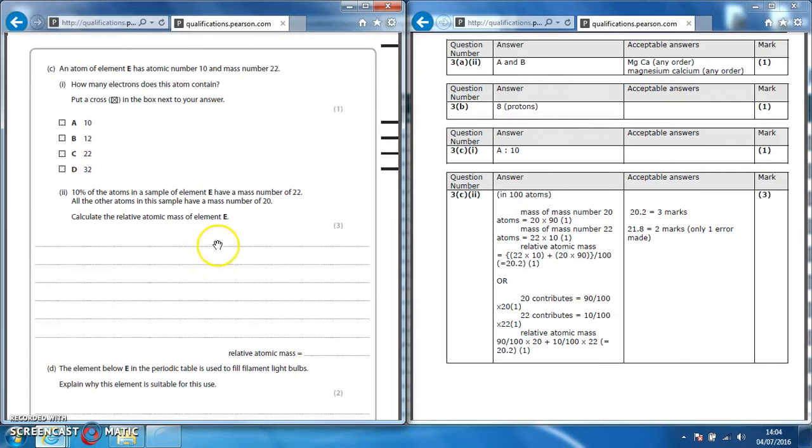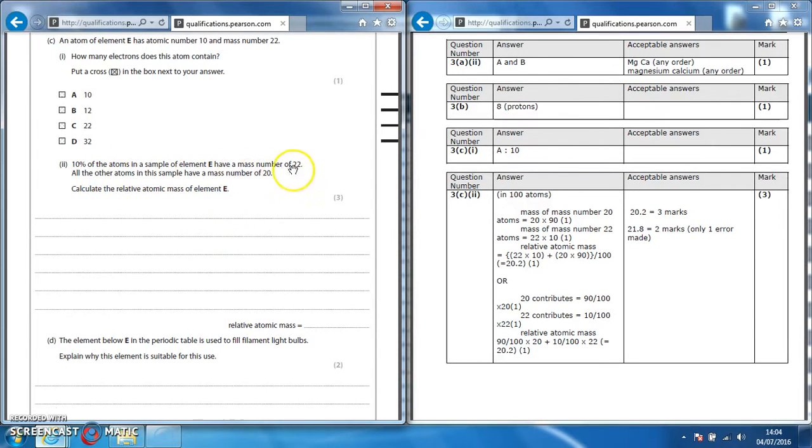For this one here, 10% of the atoms are 22 and the other 90% are 20. The easiest way to say this, if you didn't get it on the test, is it's just finding a percentage. So you find out what 10% of 22 is from that first line. 10% of 22 is 2.2. And then you get the 90% of 20, so calculator comes in there, divide it by 10 and you get what 10% is, times it by 9, oh it's 18. So we've got 18 and we've got 2.2, and when you add them together, then you get our final relative atomic mass of 20.2, which is our 3 marks.